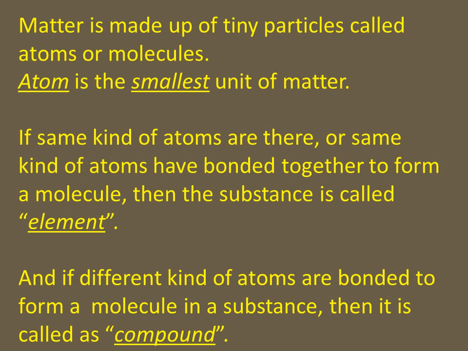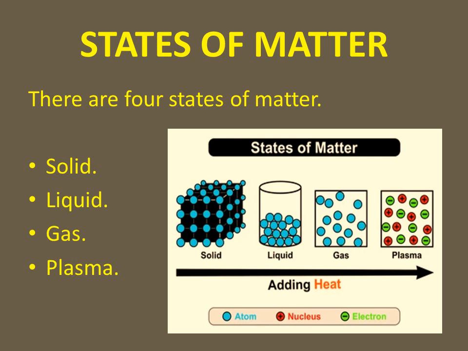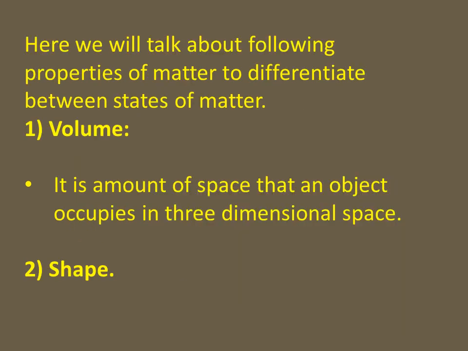If the same kind of atoms have bonded together to form a molecule, then the substance is called an element. And if different kinds of atoms are bonded together to form a molecule in a substance, then that substance is called a compound. There are four states of matter: solid, liquid, gas, and plasma.